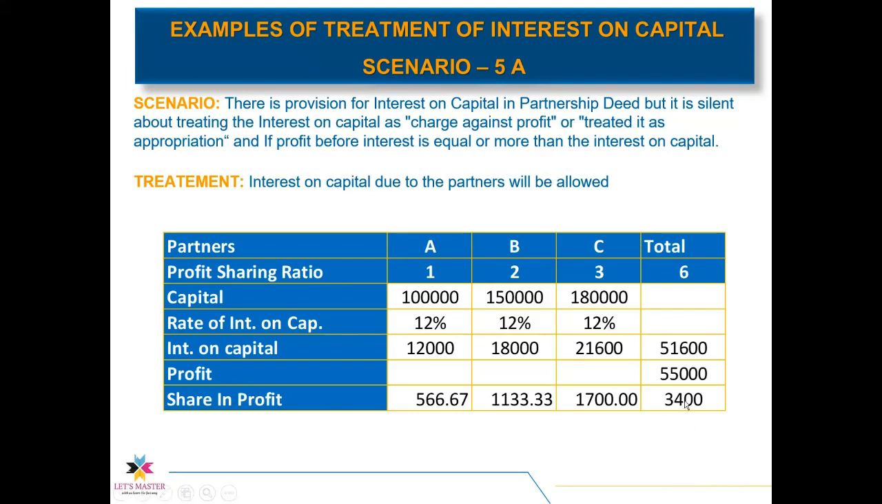So first of all, out of this 55,000, 51,600 would be distributed among the partners as interest on capital. And then the remaining 3,400 would be distributed among partners in their profit sharing ratio. For distributing this 3,400, we would not consider the ratio of interest on capital, but we will consider the profit sharing ratio of the partnership firm.